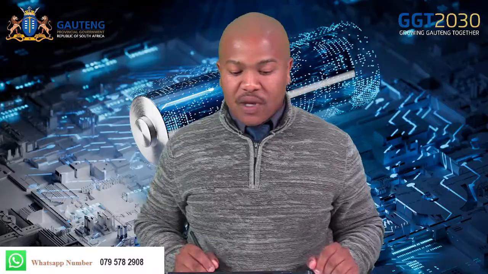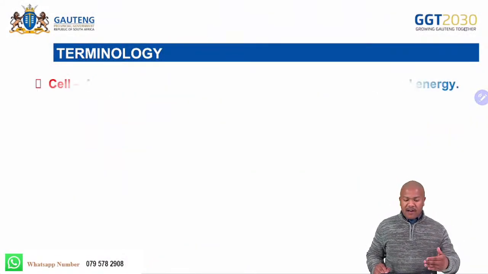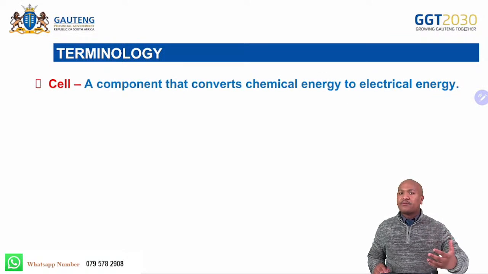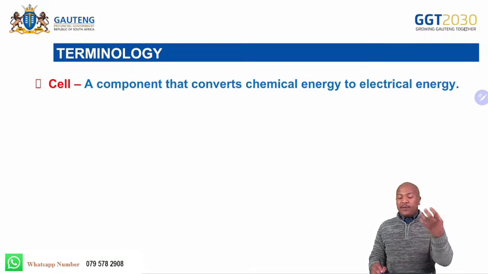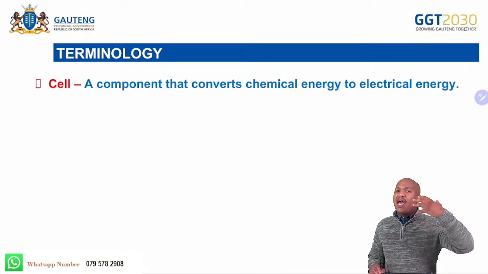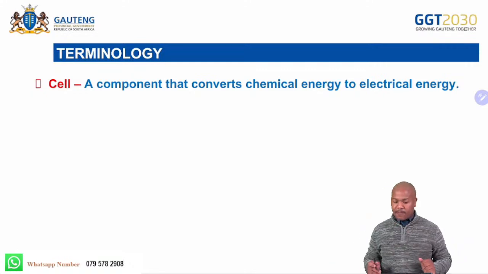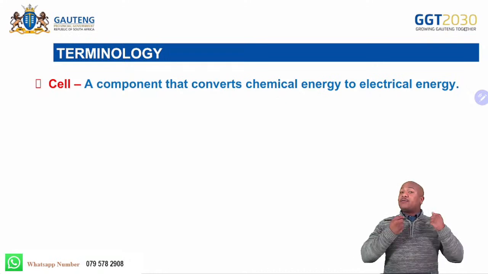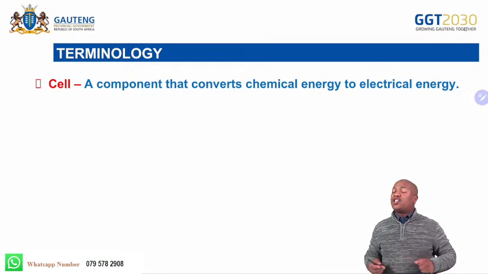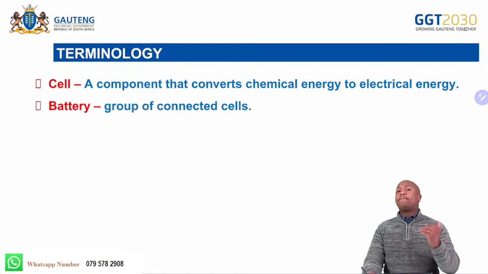So now let's continue. Let's look at the important terminology that is associated with this lesson. First of all, we have a cell. What did we say a cell is? We said that a cell is a component that converts chemical energy to electrical energy, right? It converts its potential energy to kinetic energy. Its potential energy is in a form of chemical energy, and it converts it to electrical energy, which is moving energy, right?